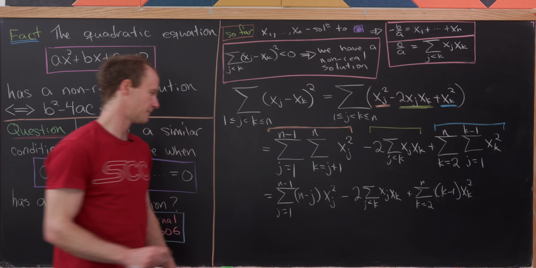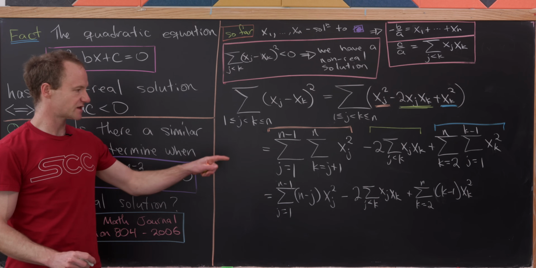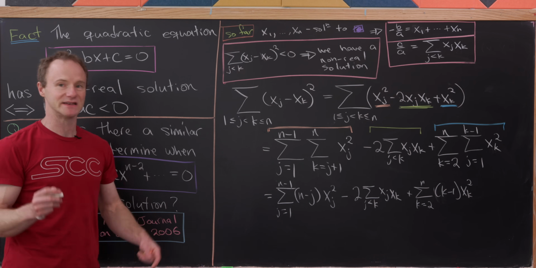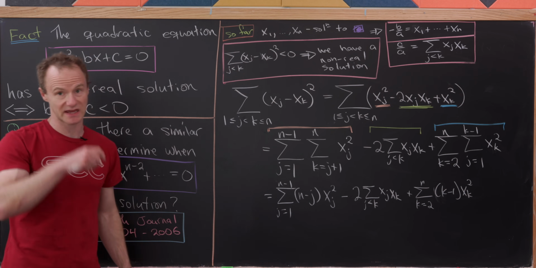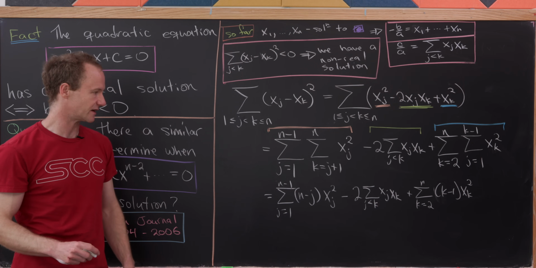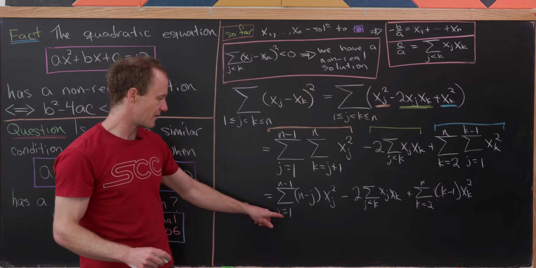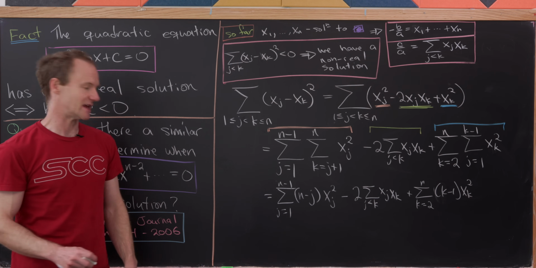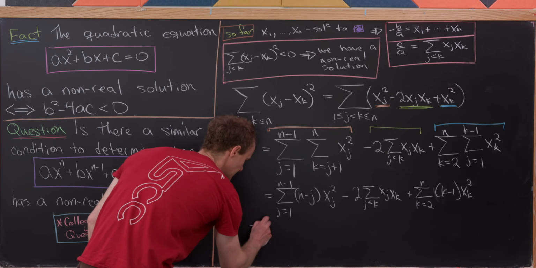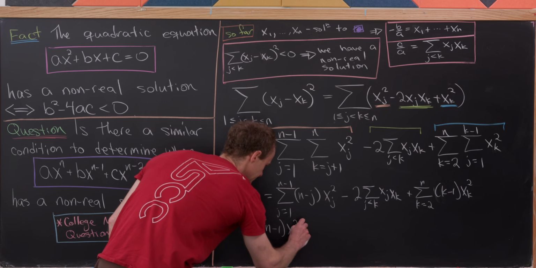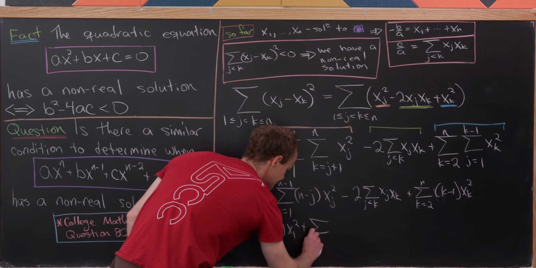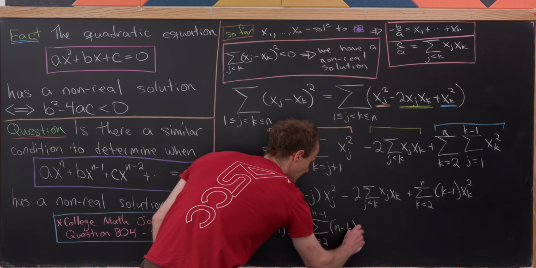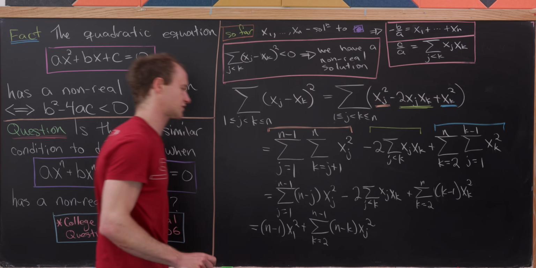xk squared. Now I'm going to take this first sum and this last sum, and I'm going to name the dummy index from the first sum equal to k. Well, so that's just a change of index. That doesn't do anything. And then for the first sum, I'm going to take out the first term, the j equals 1 term. For the last sum, I'm going to take out the k equals n term. So that's going to give me n minus 1 times x1 squared, and then plus the sum as k goes from 2 up to n minus 1 of n minus k times xk squared.